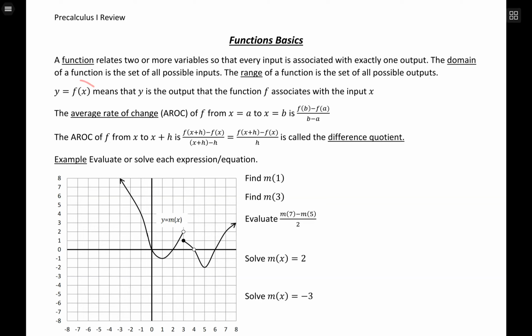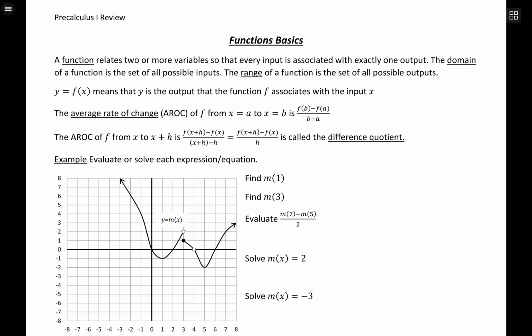So for our notation, we have y equals f of x, which means if we have this output y, it's coming from this input x into this function, which is called f. So f is just the name of the function.